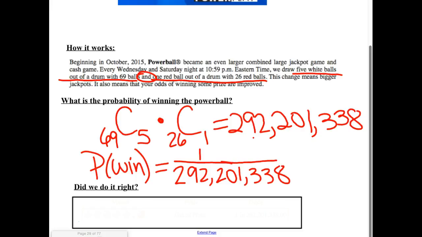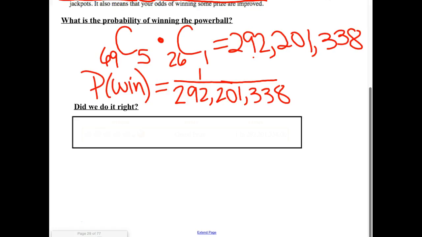So as you can see, there's not a great probability of winning. Okay, 1 out of 292 million. And so let's see if we did this right. So here, there are 5 white balls, 1 red ball. Grand prize is 1 in our number that we found, so we know we did that correctly. Okay. All right, let's flip our page.